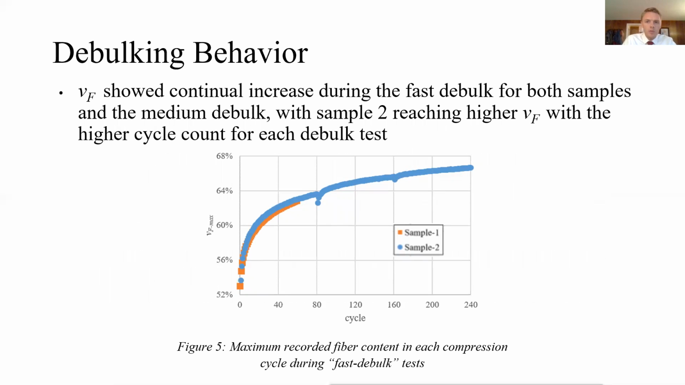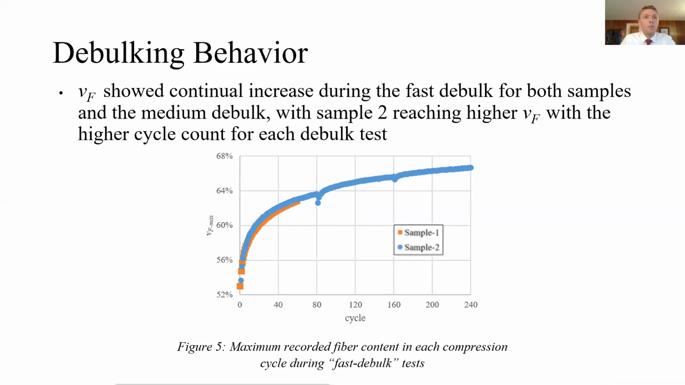Okay, so in the next couple of slides, I will show the behavior of the samples during these tests. This test shows the volume fraction of both the samples throughout the fast debulk. You can see that the volume fraction increases as the cycles grow higher, with sample 2 reaching a higher volume fraction due to the higher cycle count.